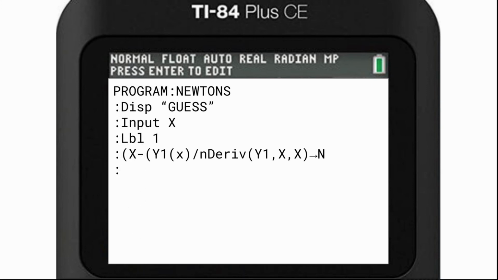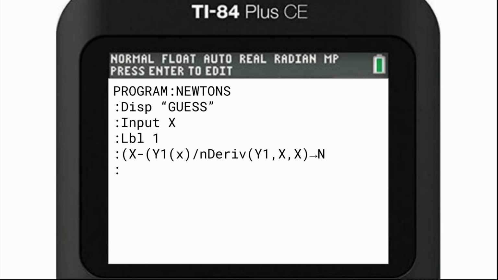Then divide that by the derivative of your function, which you'll find if you press math, then 8, and in parentheses you'll have y1 again, which is in vars, y-vars, comma, x, and you're going to store this as n, which store is at the bottom left of your calculator, and then enter.